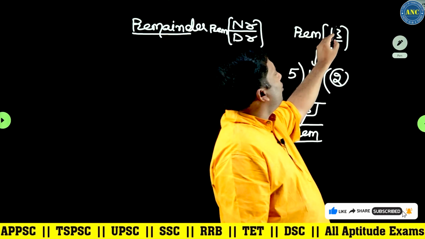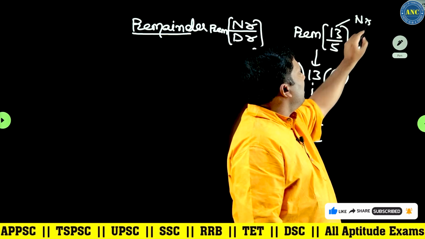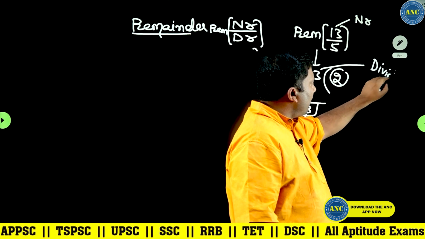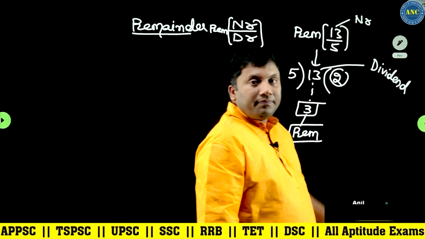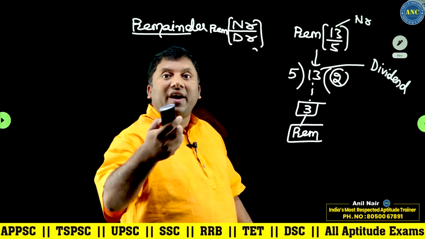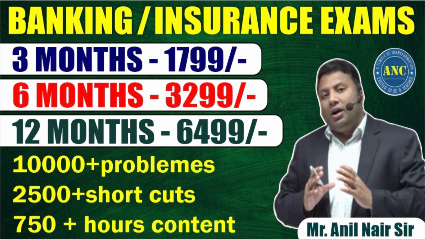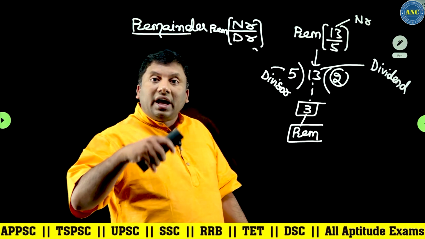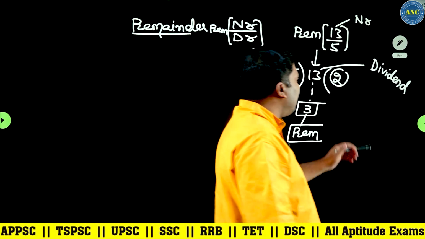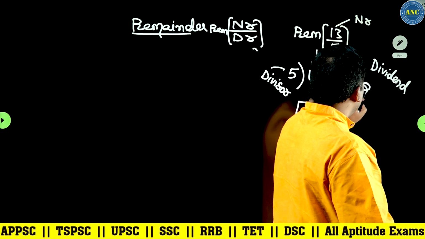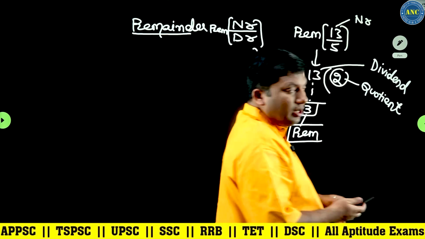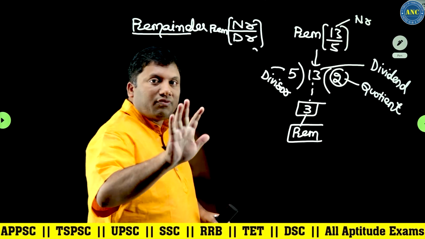Whatever is there in the numerator is called the dividend. Which number is dividing the dividend? That is called the divisor. How many times the divisor is dividing the dividend? That is called the quotient. All the problems will be of this format only.